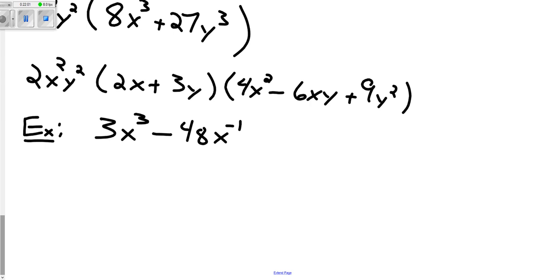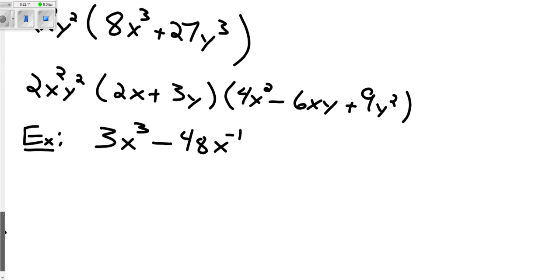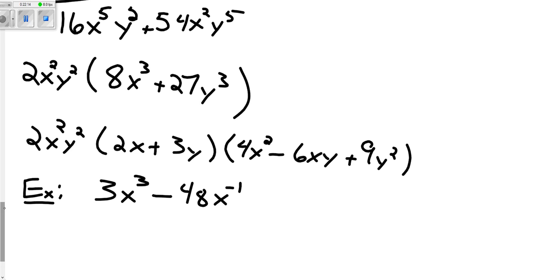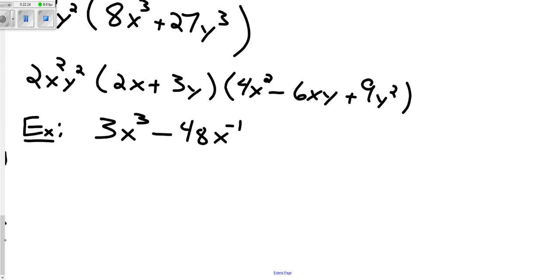Okay. Same ideas apply here. You can only take out the smallest variable between them, right? Like here, the smallest amount that was the same between both of these was x squared, y squared, right? So that's all I could factor out of here. Same thing applies here. What's the smallest amount between these two? -1 is the smaller number, right? So I can factor x to the -1 out of both.